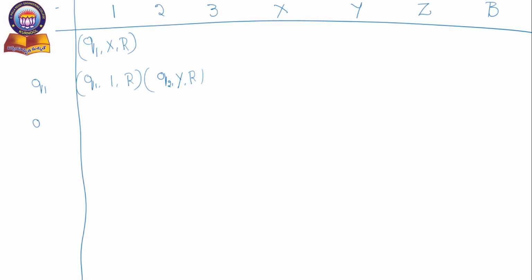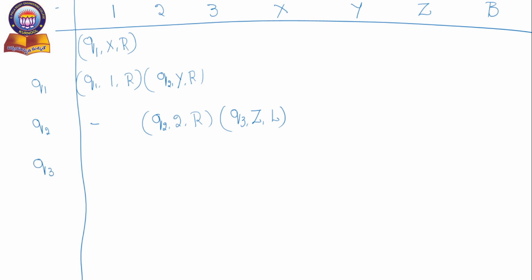Next, Q2. For the Q2, if you go towards the right, it will encounter the 2 symbol and we just have to scan that 2 symbol. So we will be in the Q2 state only. So the transition is (Q2, 2, R). Next, we will get the 3 symbol, then change the state to Q3. That 3 symbol will be changed to Z and we will move one cell towards the left side.